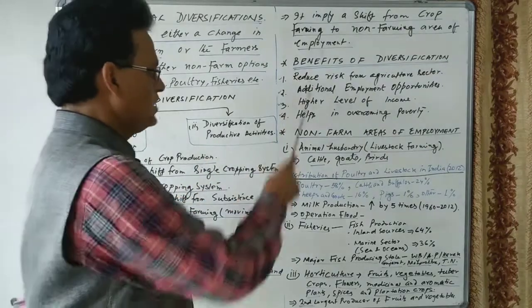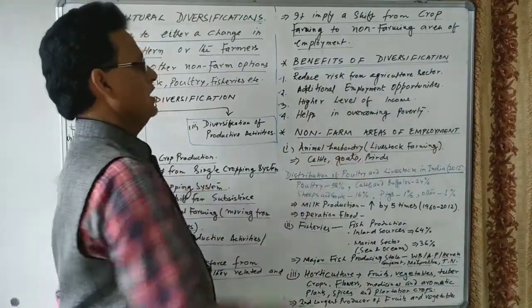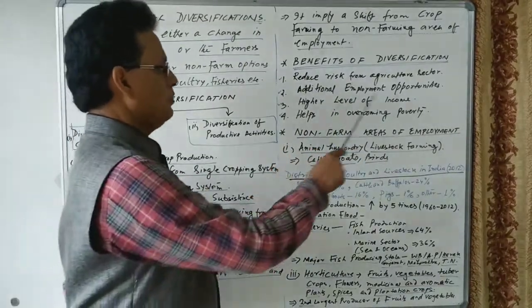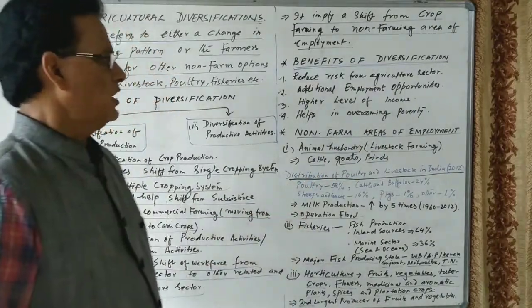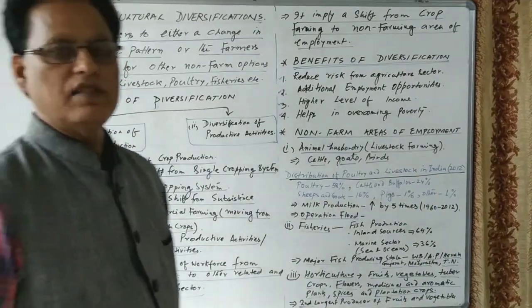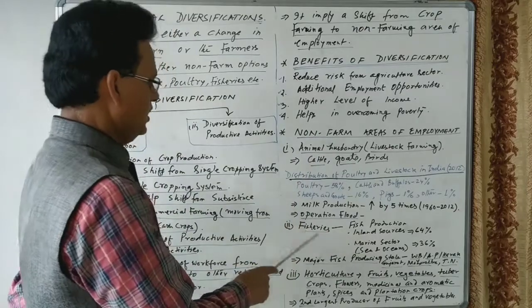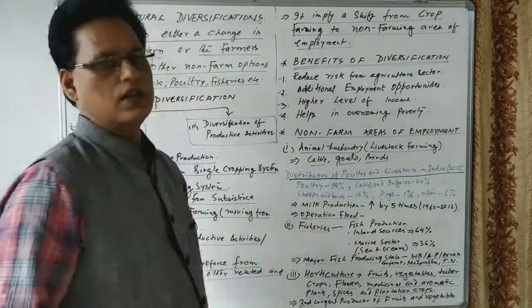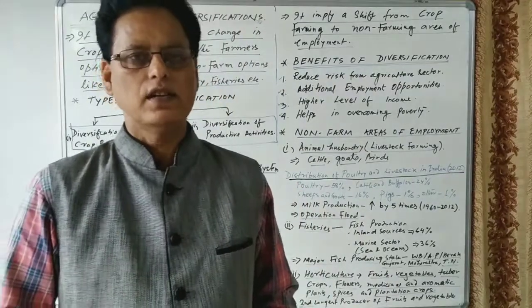And then we have seen the benefits of diversification: reduced risk from the agriculture sector, additional employment opportunities, higher level of income, and helping overcome poverty. Then non-farm areas of employment. Non-farm areas of employment include animal husbandry, fisheries, horticulture, and information technology. I think this concept is clear to all of you.